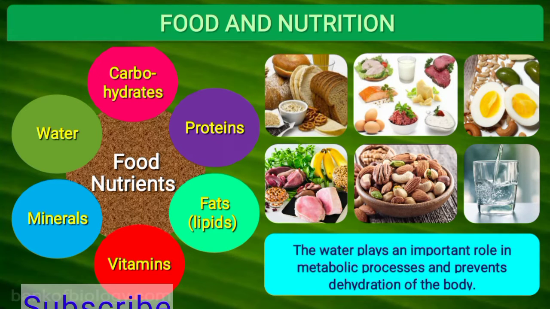What are food and nutrition in actual? Carbohydrates, proteins, lipids, vitamins, minerals, water, they all are food nutrients. Water plays an important role in the metabolic processes and prevents dehydration of the body. That is, if deficiency of water occurs, that is called dehydration. So simply, water stops dehydration.